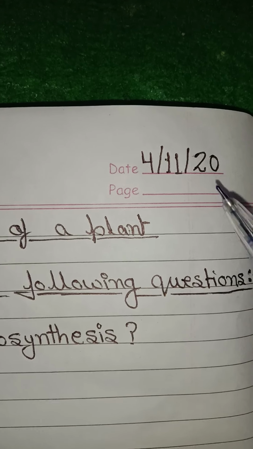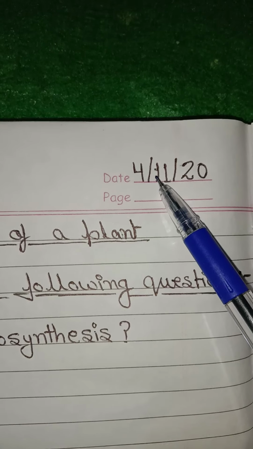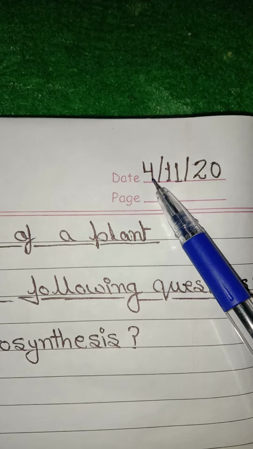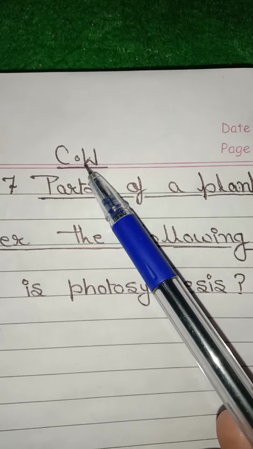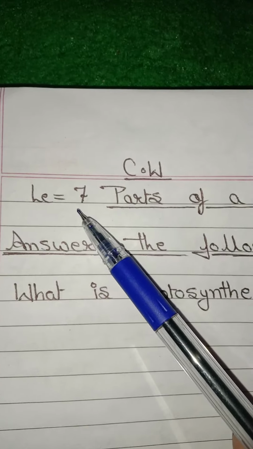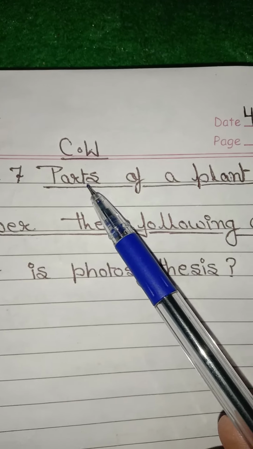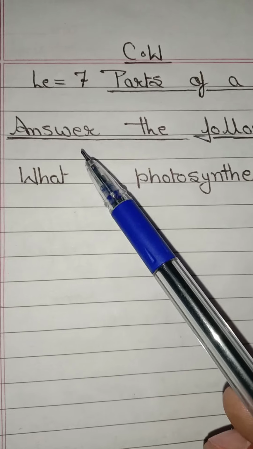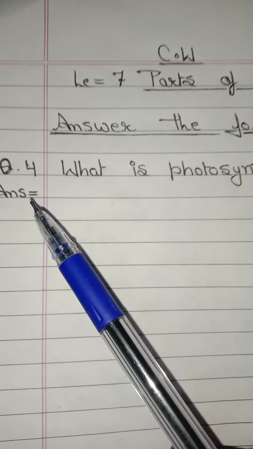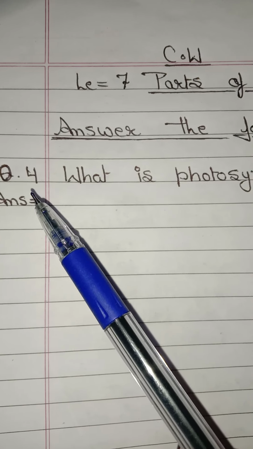Now student, first of all mention the date. Yes, 4th November 2020. Then CW, lesson 7, parts of a plant. Okay, now answer the following questions. Now student, question number 4.